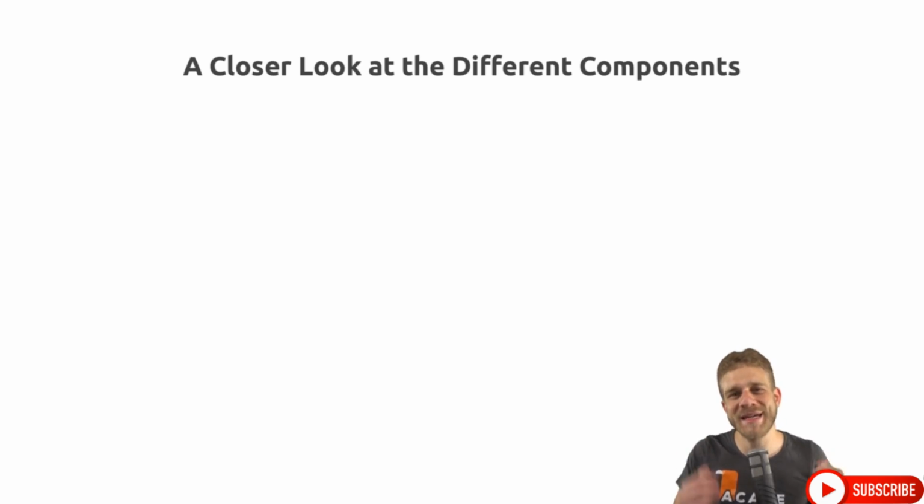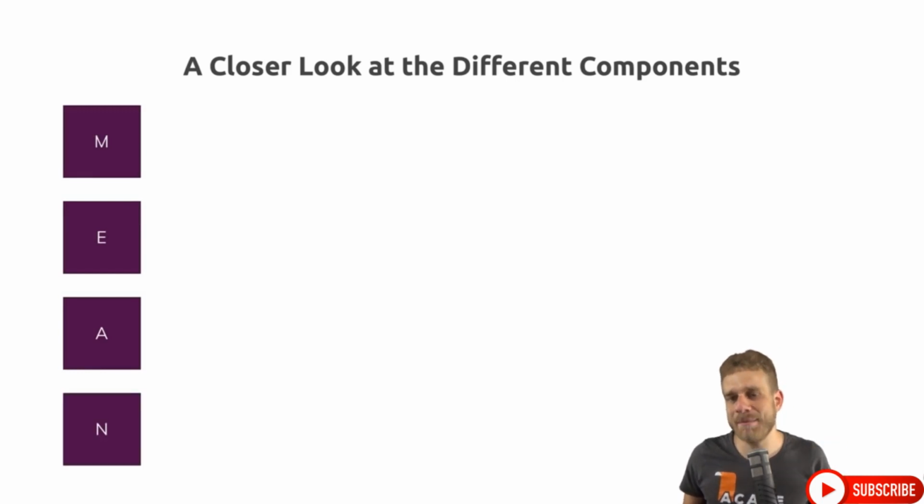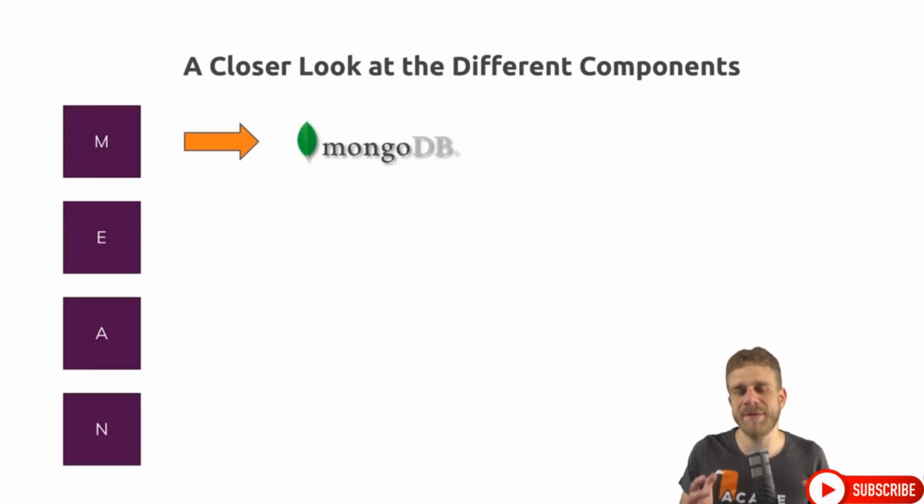So what does MEAN stand for? What are the different components we'll learn about in this course? MEAN comprises a set of four technologies, and this is what it stands for. The M stands for MongoDB, and it's the database we'll use in this course.